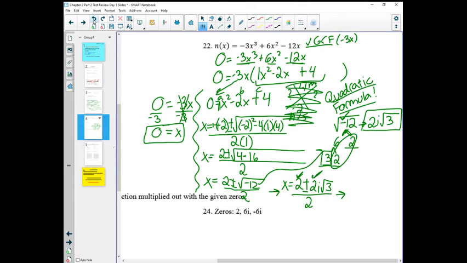This 2 and this 2 are all divisible by 2, so once again, I'm going to divide them all by 2. 2 divided by 2 is 1, plus or minus 2i divided by 2 is just i root 3, and 2 divided by 2 makes 1 in the bottom. So that is our solution to that polynomial. That was a lot of work. You have one very similar to that on your test.